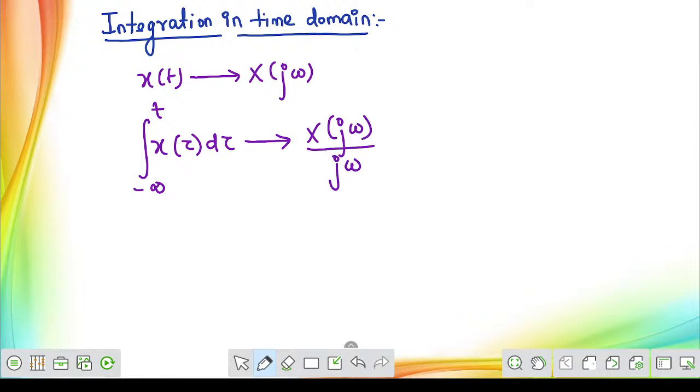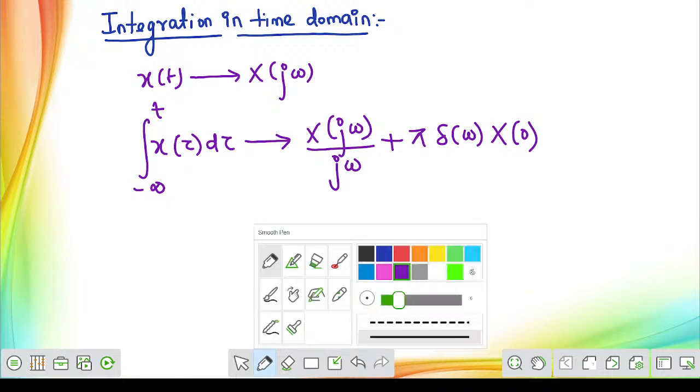But since we are in the Fourier transform, along with that we will also consider the initial condition. That is the most important point: pi into delta of omega into that initial value, whatever they are giving, you must consider here. Don't forget, this is a very, very important property.